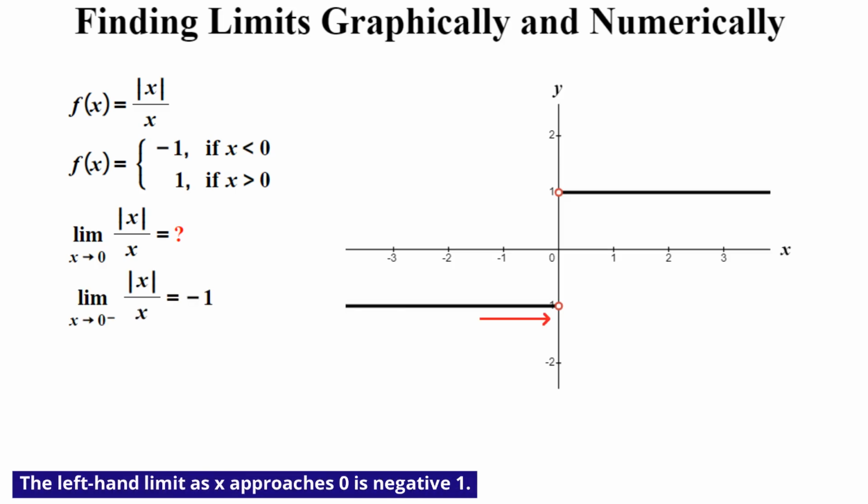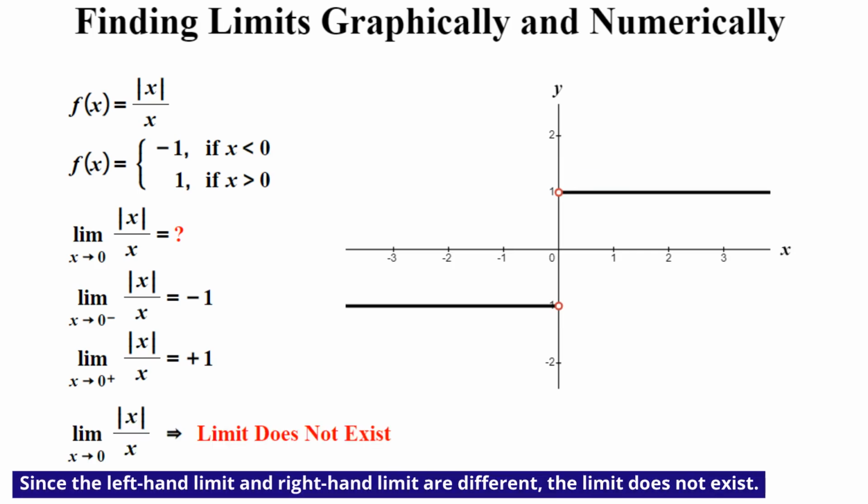The left-hand limit as x approaches 0 is negative 1. The right-hand limit as x approaches 0 is positive 1. Since the left-hand limit and right-hand limit are different, the limit does not exist.